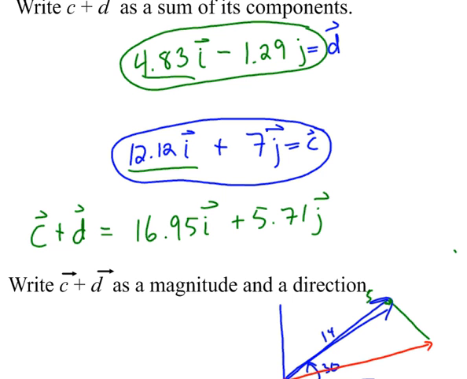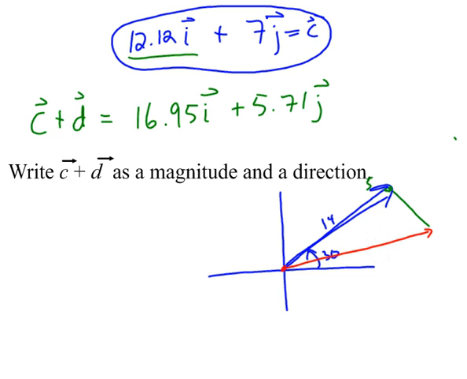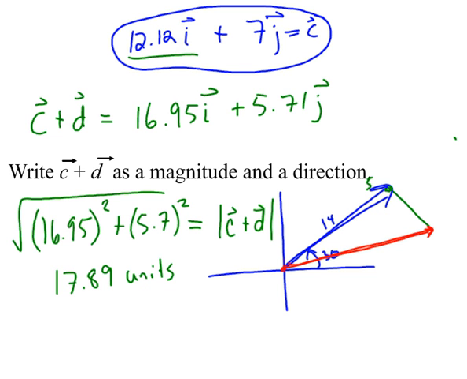So that is the components of the resultant vector. Now we need to find the magnitude and the direction. So numbers are getting a little bit uglier, but we can still do this. So 16.95 squared plus 5.7 squared, and take the square root will be my magnitude. If I run to my calculator and plug all that in, I should get 17.89 units long. That's saying this red vector is 17.89 units. But you can see, if this is 14, the red one is slightly longer, so that would make sense.